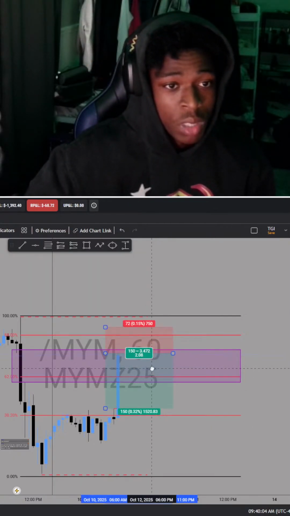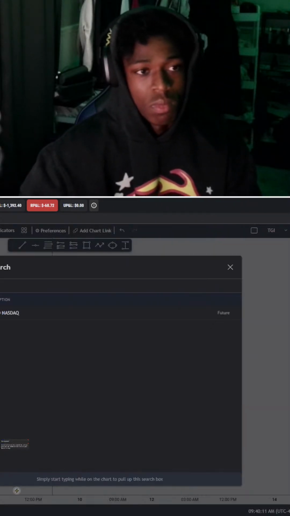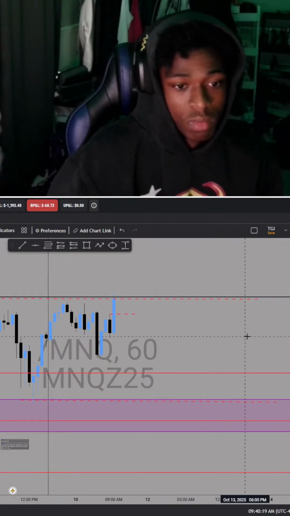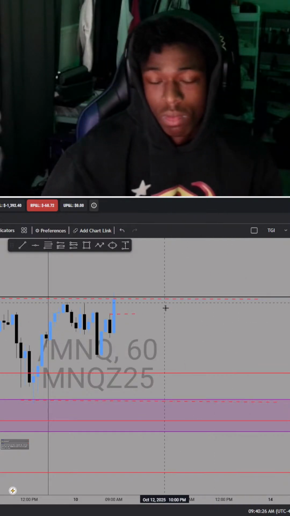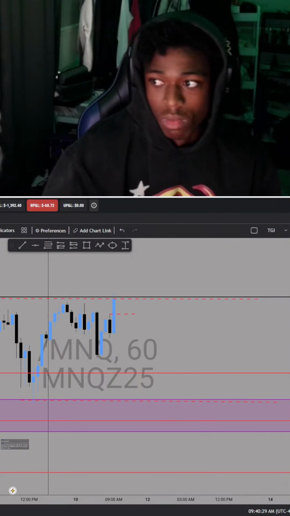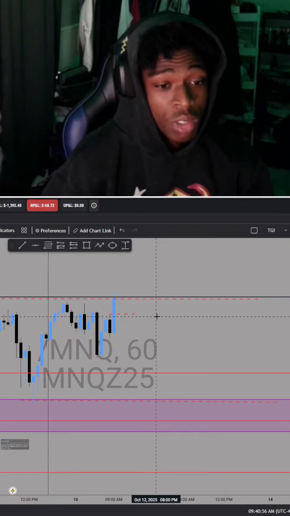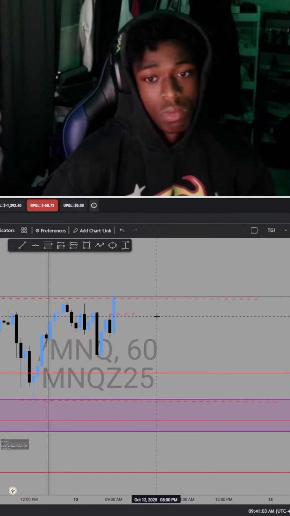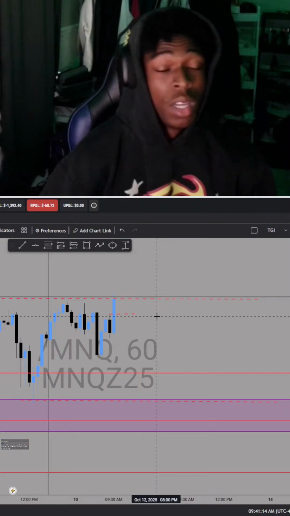I like these shorts with my stop above this wick. Knowing Nas is not going to chase me, the type of person I am, Nas is not going to chase. $10 going to come. It's going to get mad volume. It's going to keep going up. And I'm not in this trade.